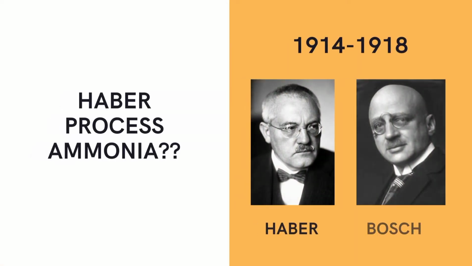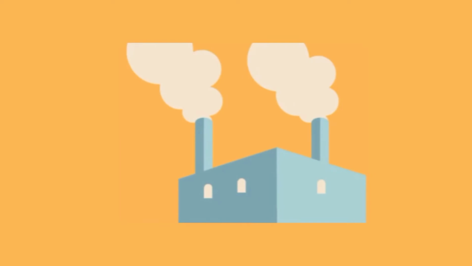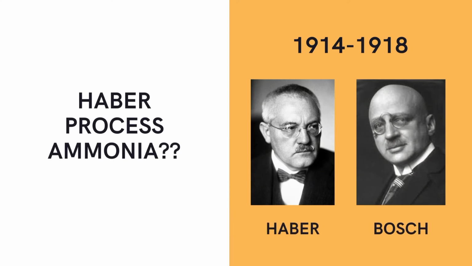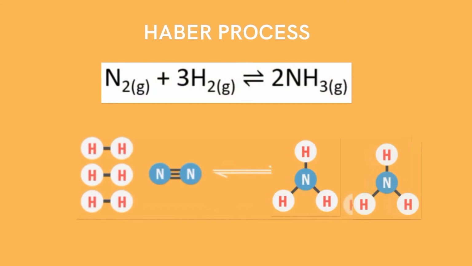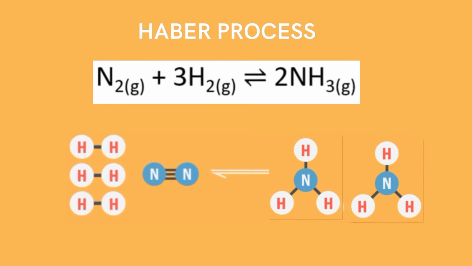In this lesson, we will learn about the Haber process to produce ammonia, developed during World War I by Fritz Haber and Karl Bosch. For their efforts and contribution to developing large-scale industrial processes, they were awarded Nobel Prizes in chemistry. The Haber process is the industrial process for the manufacture of ammonia from hydrogen and nitrogen.